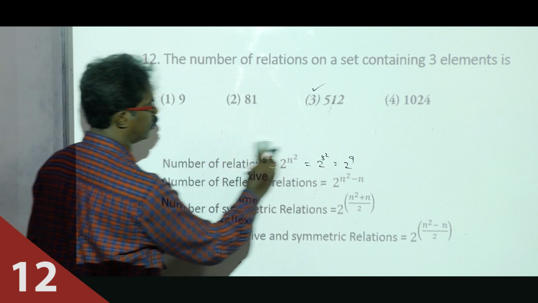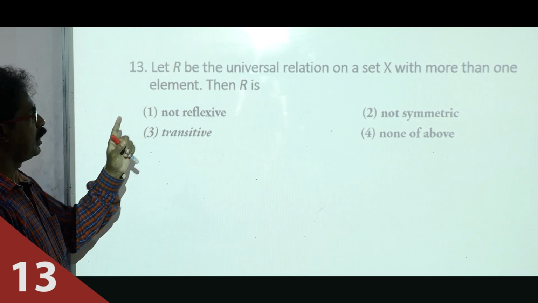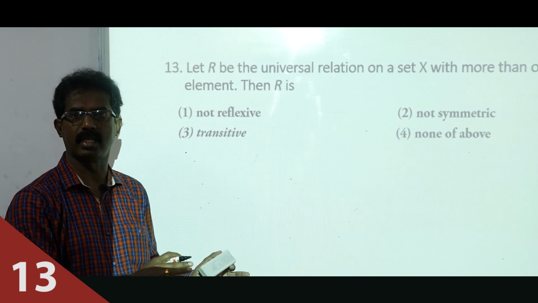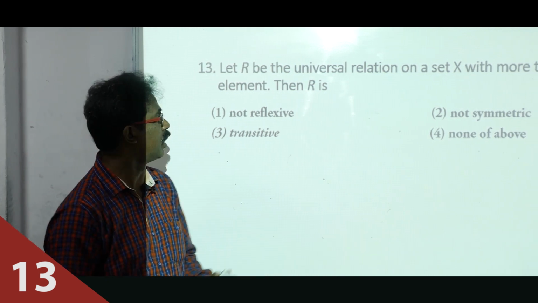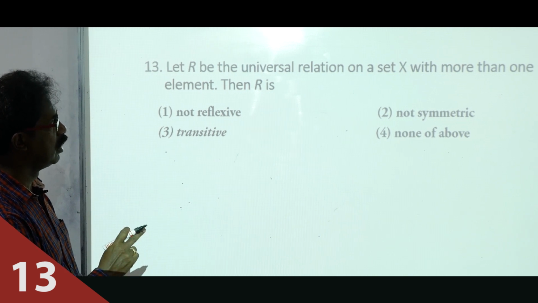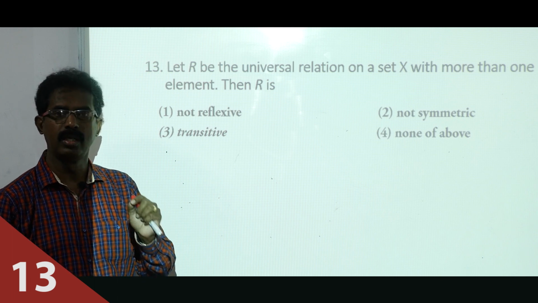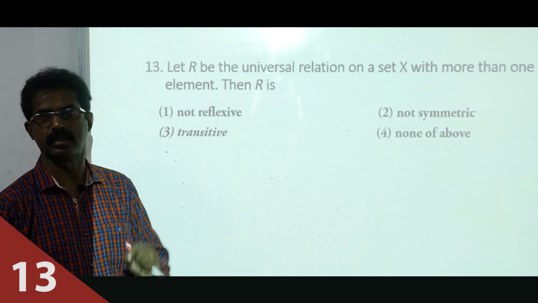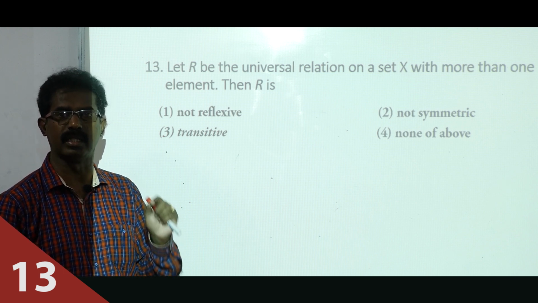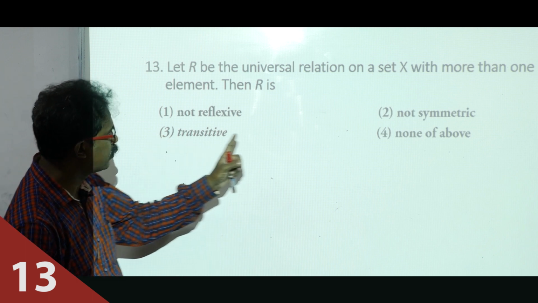Now we go for the next question, question number 13. R is the universal relation. So you know there are 2 types of relations, empty relation and universal relation, called extreme relations. If R is a universal relation on a set X with more than 1 element, then R is... You know, universal relation is an equivalence relation. So it is reflexive, it is symmetric, and it is transitive. So equivalence relation, that option is not here.